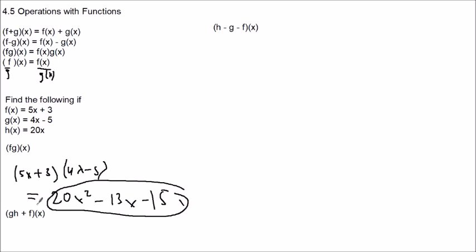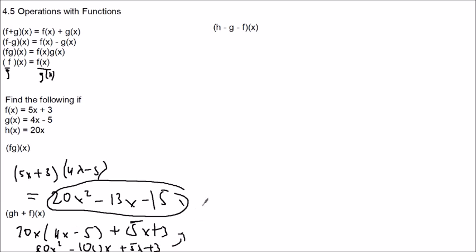Next, gh plus f of x. First of all, we gotta multiply g and h first. Yeah, it's order of operations. 20x times 4x minus 5, right? And then we gotta add it to f of x, which is 5x plus 3. So 20x times 4, that's 80x squared minus 100x plus 5x plus 3. So then this will be 80x squared minus 95x plus 3, and that is your answer.